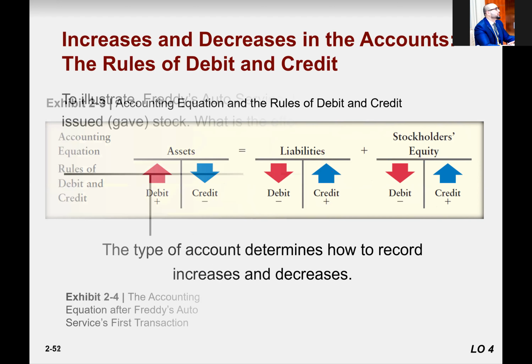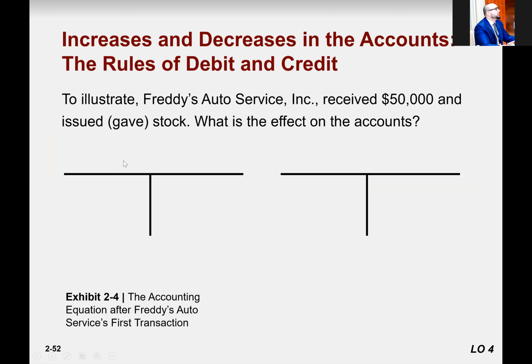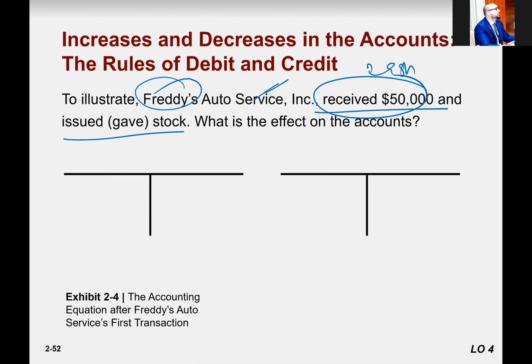So let's talk about this stuff. To illustrate our example here, the previous example that we talked about, Friday's Auto Service Incorporation received 50,000 and issued stock. So double entry system, any transaction must affect at least two accounts. So which two accounts are affected here? Cash and common stock. So how are we going to record it in account titles?